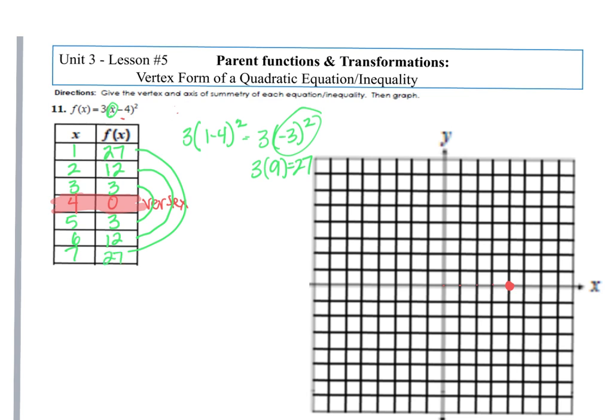Now, we can't plot all these points. We'll plot as much as we can. But if you remember from our transformation rules, this 3 here on the outside is a value greater than 1, which meant we had a vertical stretch, which means our points are increasing very quickly, like shooting up, and so we have a lot skinnier parabola here because of that vertical stretch.